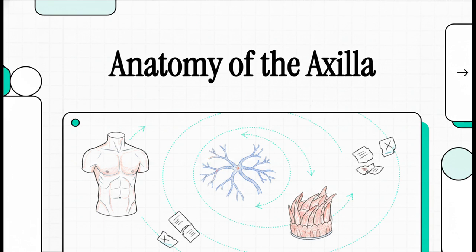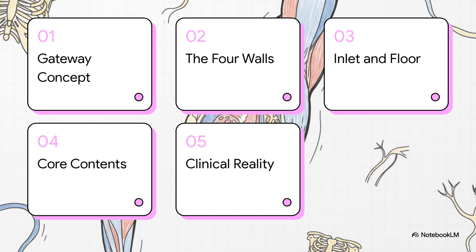Instead, we're going to visually construct this anatomical space in our minds, step by step, right in front of our eyes. It's like building a 3D model in your head. Okay, let's dive into this. We're going to build the axilla exactly like a room in a house.